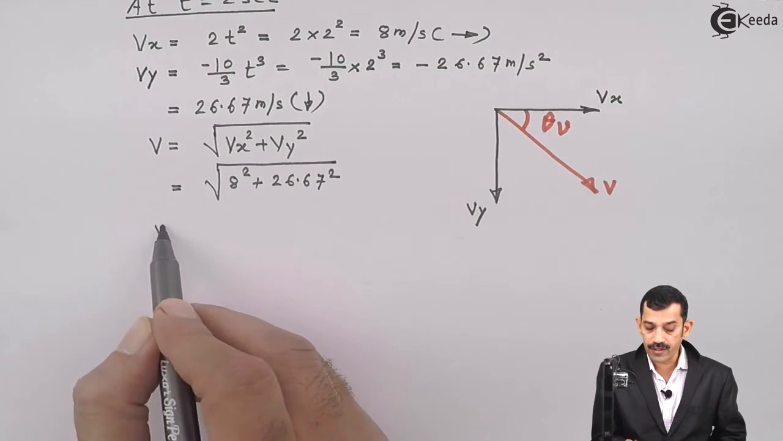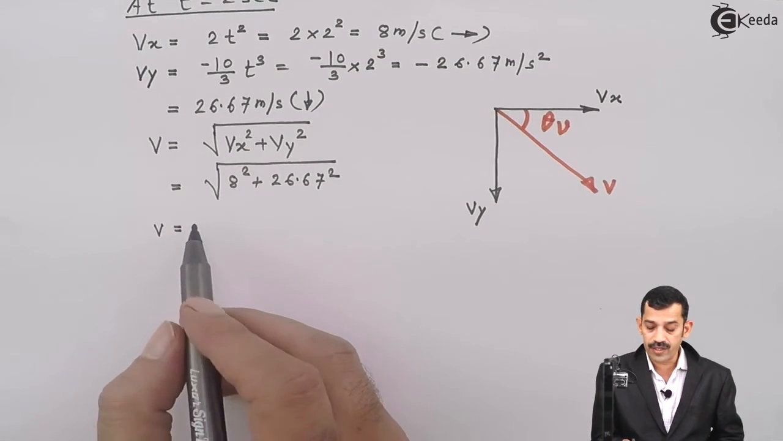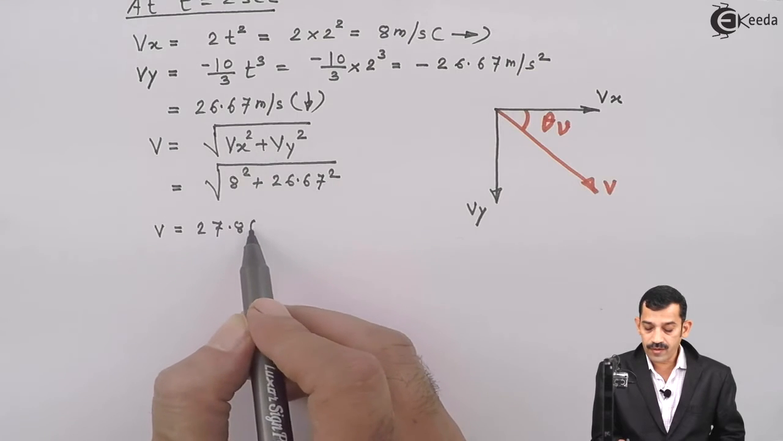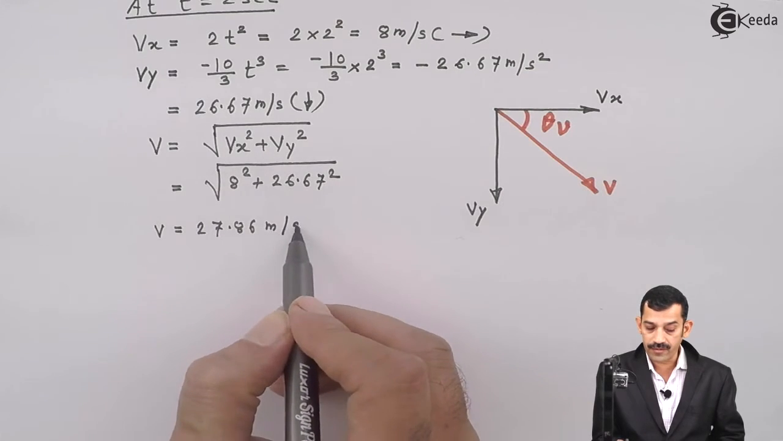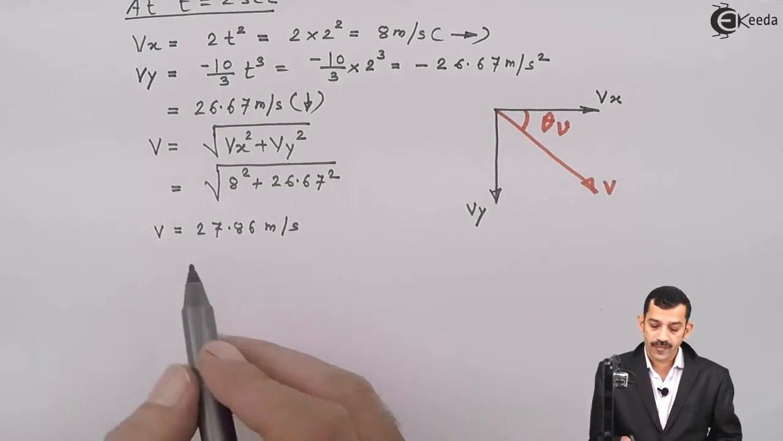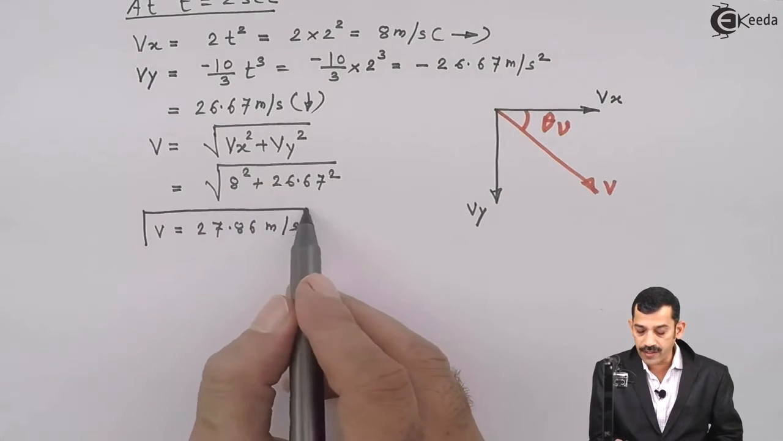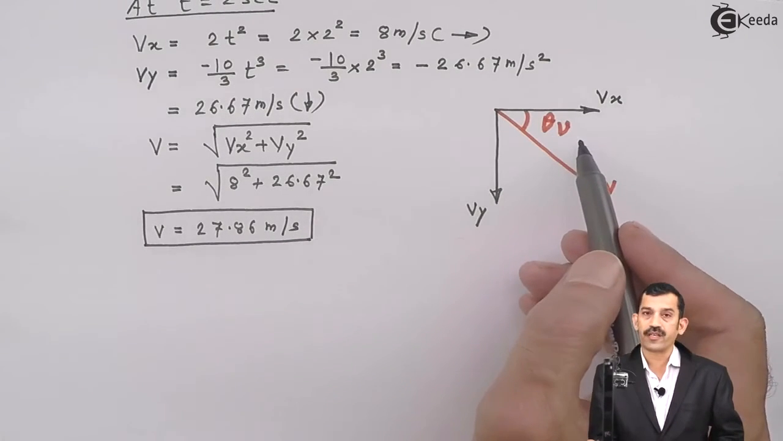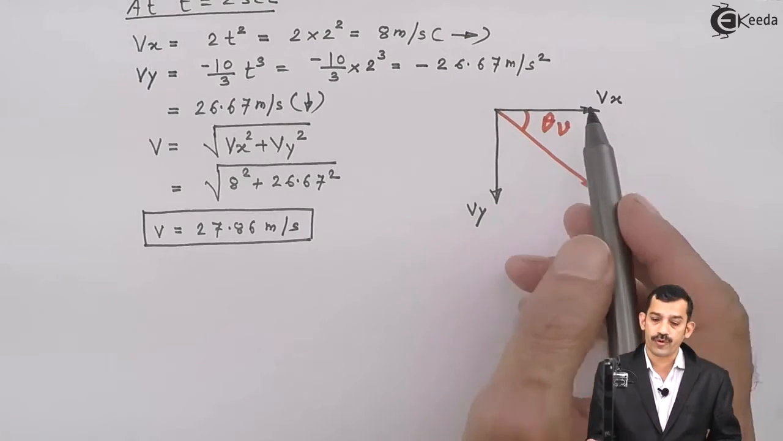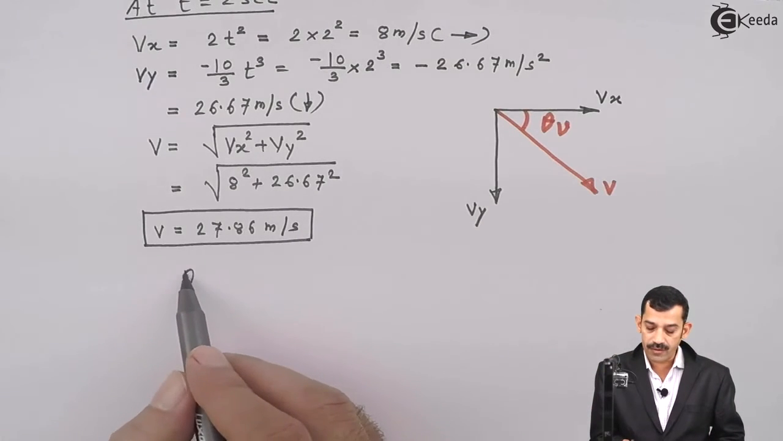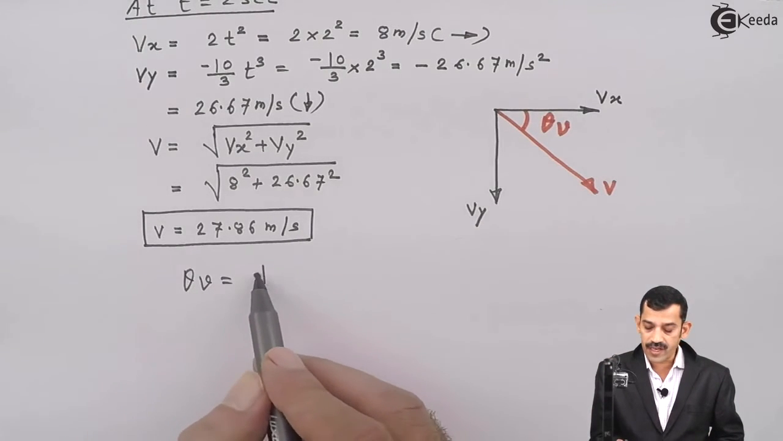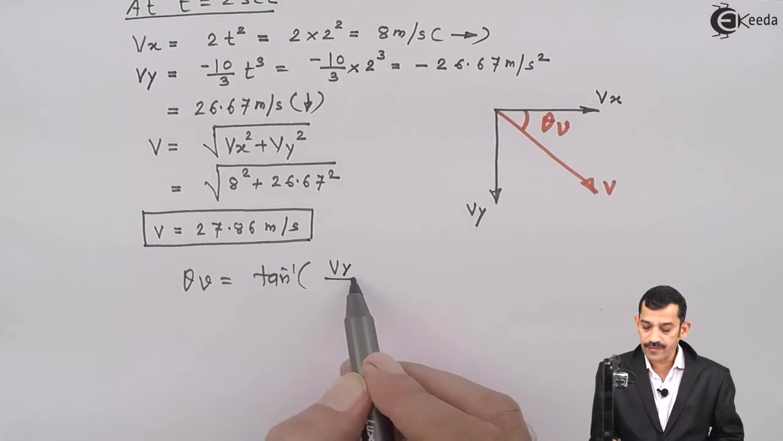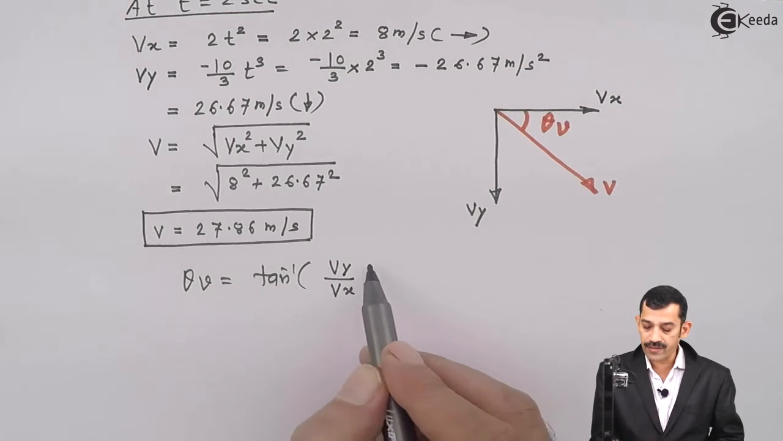Magnitude of velocity comes out to be 27.86 meters per second. Once we get this velocity, the next important part is inclination. To find the inclination, again tan of this angle theta V is opposite upon adjacent. That means theta V is tan inverse of opposite Vy upon adjacent Vx.